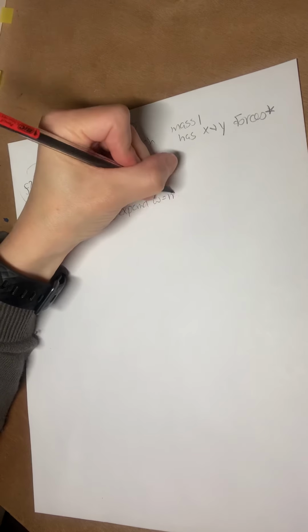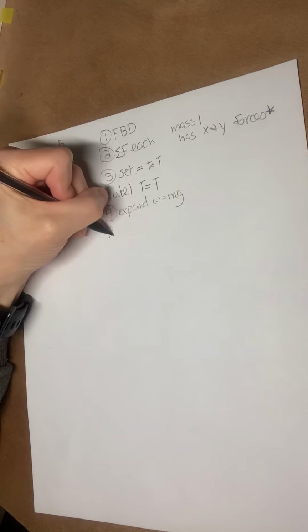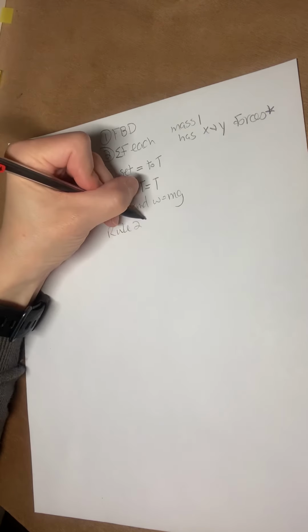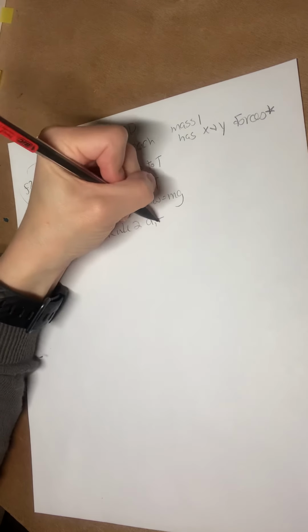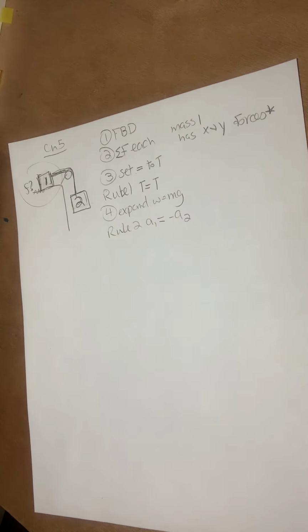My weight equals mg if I haven't already done that. Then I'll apply rule 2, which is the acceleration of 1 equals negative acceleration of 2. And then figure out how to go from there. So let's set up 2 first, because it's just like 2 from before.